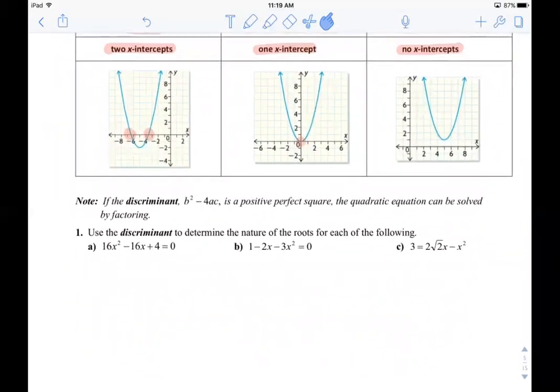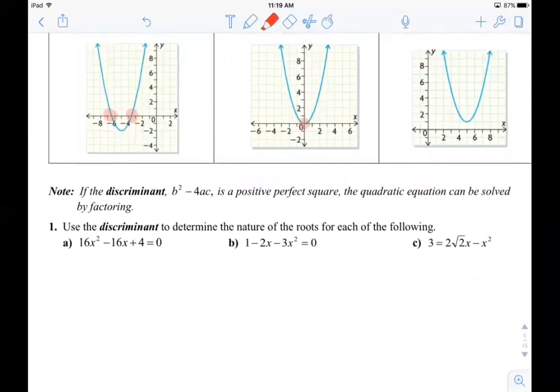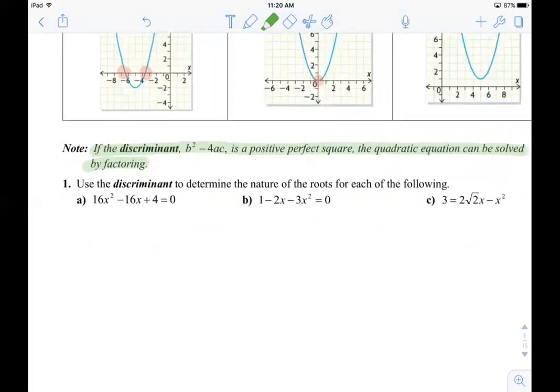One last little thing to keep in mind, which we won't play around with too much in this lesson, but it is useful in other cases, so we'll just quickly review it here. If the discriminant value happens to equal a positive perfect square, then the quadratic can actually be solved by factoring. So if you're ever trying to solve a quadratic equation and you don't want to necessarily have to go through the entire quadratic formula because you don't know which is going to be the best method, if you take a minute and figure out what the discriminant is, whether or not it's a positive perfect square will tell you whether or not it can be factored.